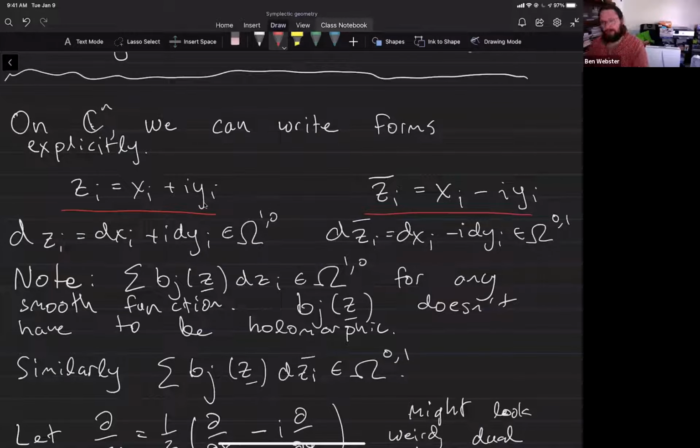So its differential is a (1,0) form. On the other hand, the z_i conjugate is an anti-holomorphic map. Its differential is a (0,1) form.